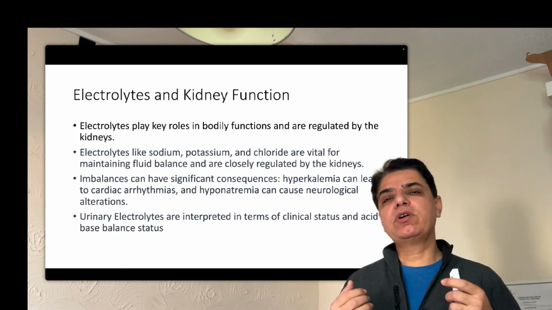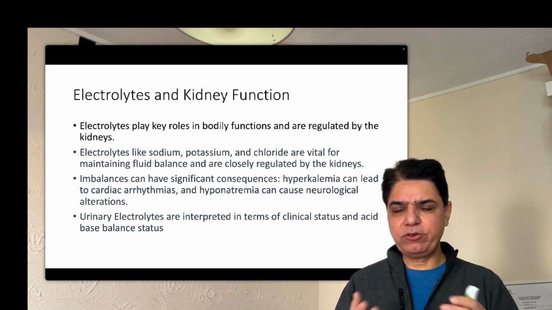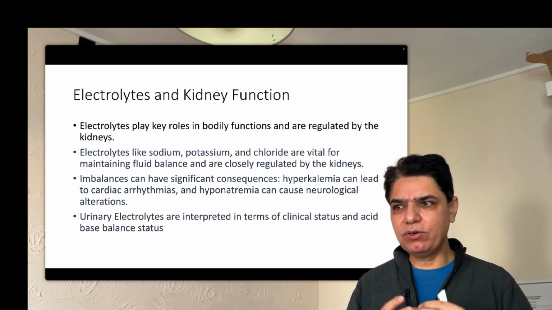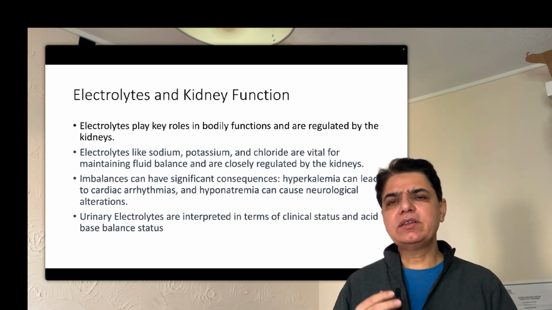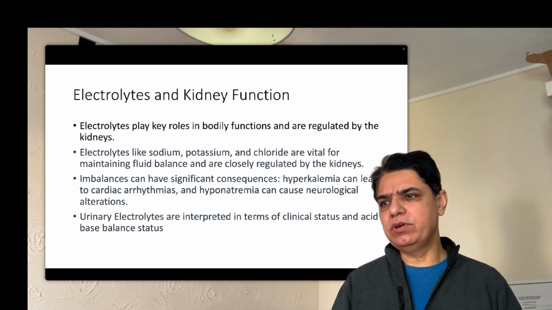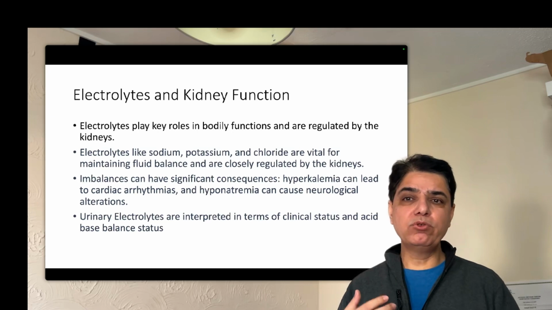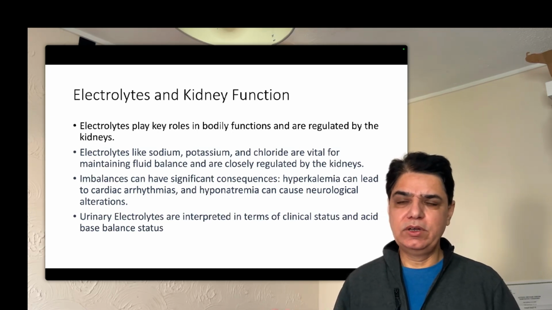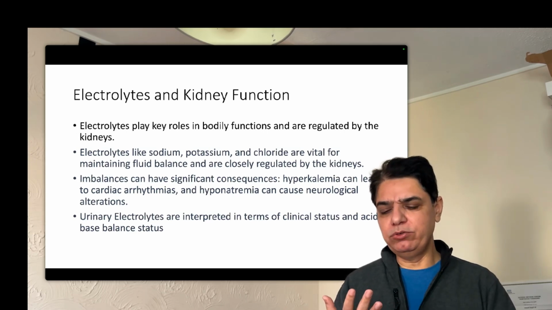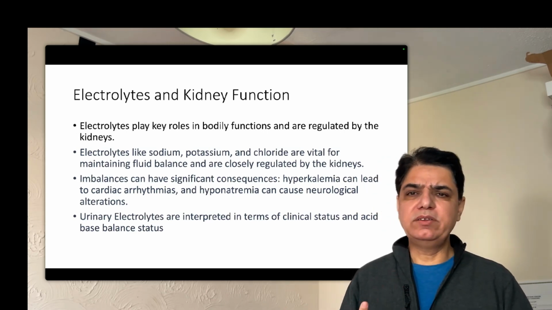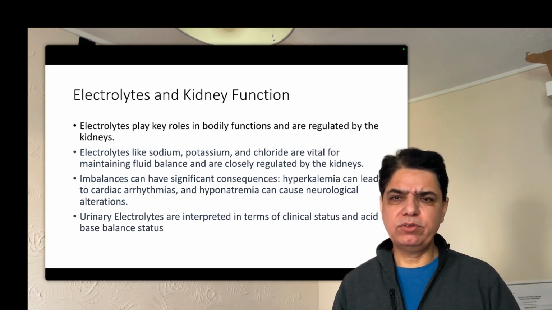Moving onwards, let's talk about electrolytes and how electrolytes are related with your kidney functions, or how they help us in knowing the renal status. Now, there are two types of electrolytes that we do. One are the serum electrolytes that are mostly done as part of your renal function test. Serum electrolytes include your serum sodium and serum potassium, sometimes serum chloride as well.